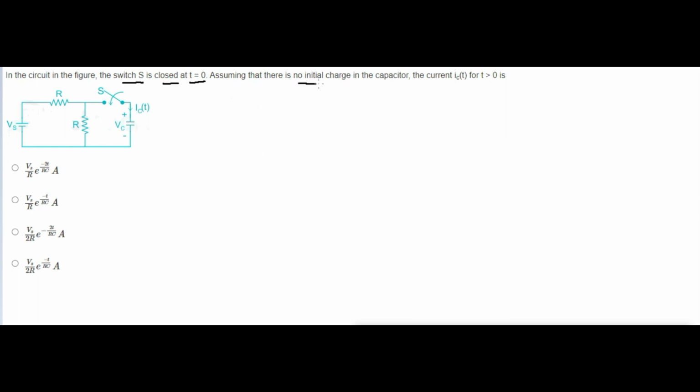So assuming that there is no initial charge in the capacitor, that means there is no backup charge in the capacitor. So the current IC of t for t greater than 0. That is the final question they asked.